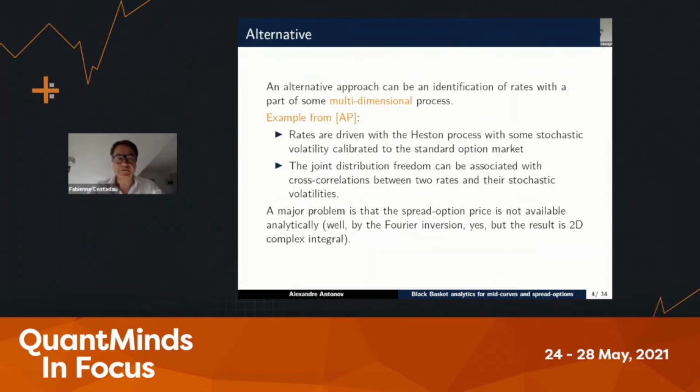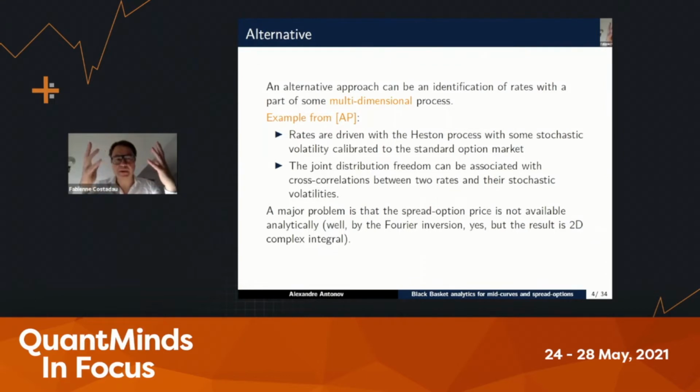As an alternative, we can propose the following. We can identify the rates with parts of some multidimensional process. Again, an example from Andersen-Piterbarg: rates are driven by Heston processes, with some stochastic volatilities calibrated to standard option markets. The joint distribution's degrees of freedom can be associated with the cross correlations between the two rates and their stochastic volatilities.